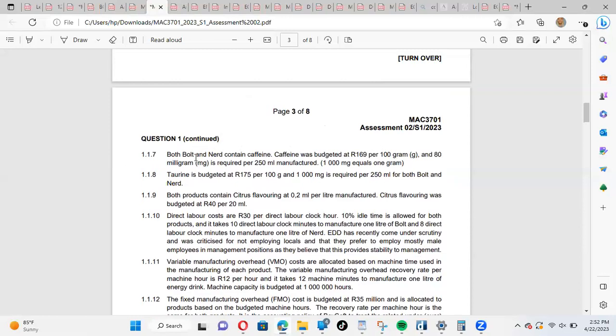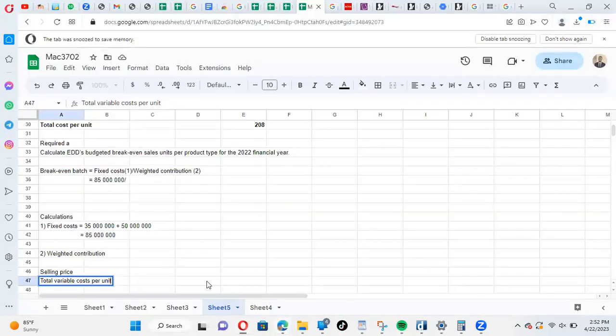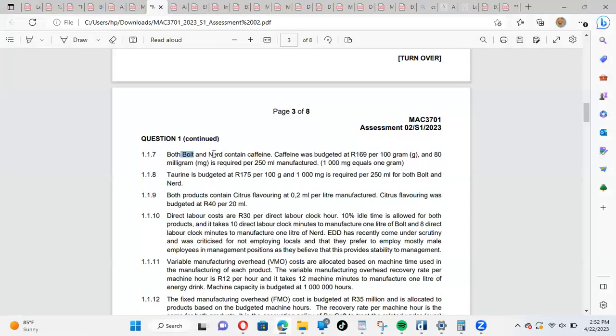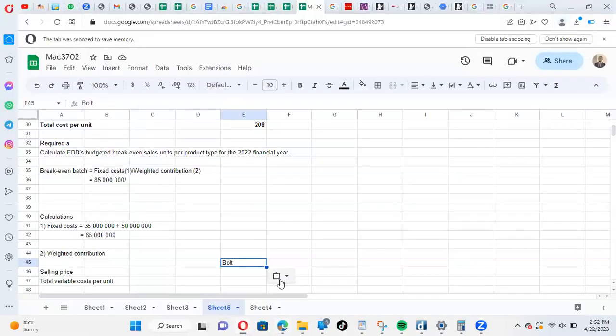Net, bolt and net. We're dealing with bolt and net. So we take that, let's put it there. Maybe we can do that somewhere there. All right, and then we can again have net. So this you can pick up from any part of the question. You can just look at the two products that they are dealing with there: bolt and net.